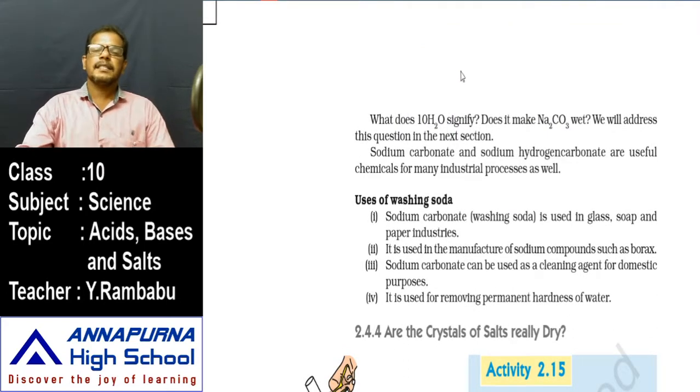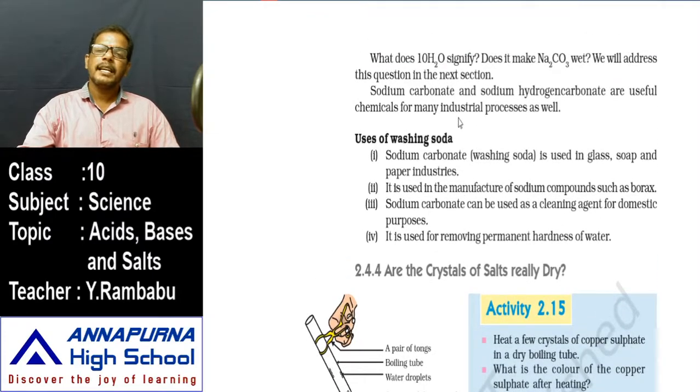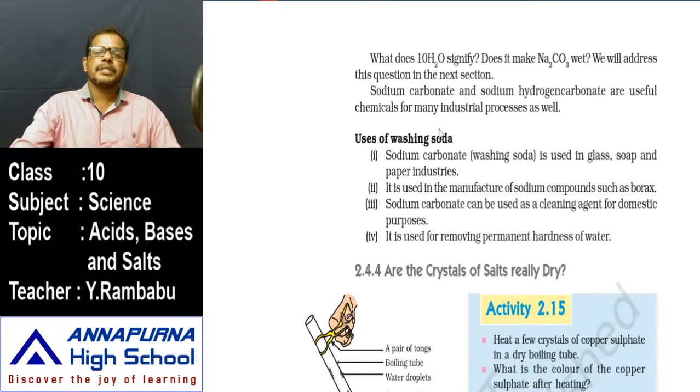What does this 10H2O signify? That means Na2CO3 is wet or dry? It is in the form of crystals. Na2CO3, copper sulfate, ferrous sulfate: we observed these salts in the lab. Are these wet or dry? These are dry. Even though they are dry, some fixed number of water molecules are present in them. We will address this question in the next section.